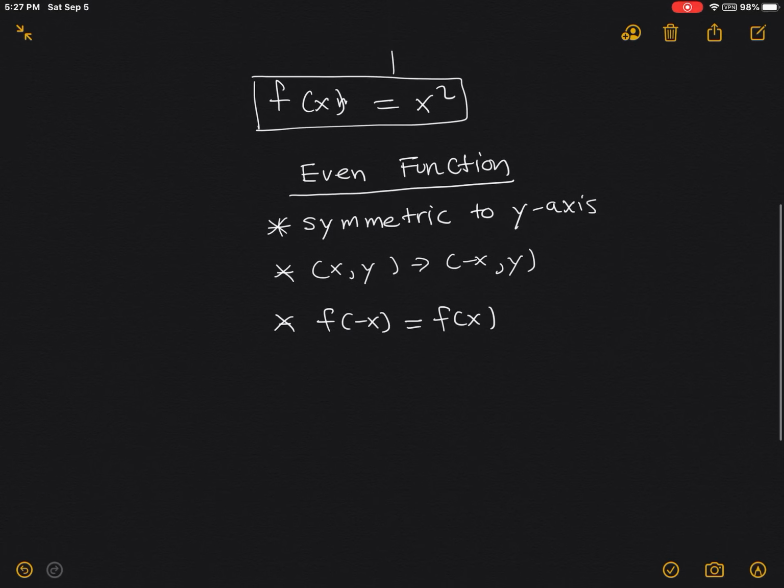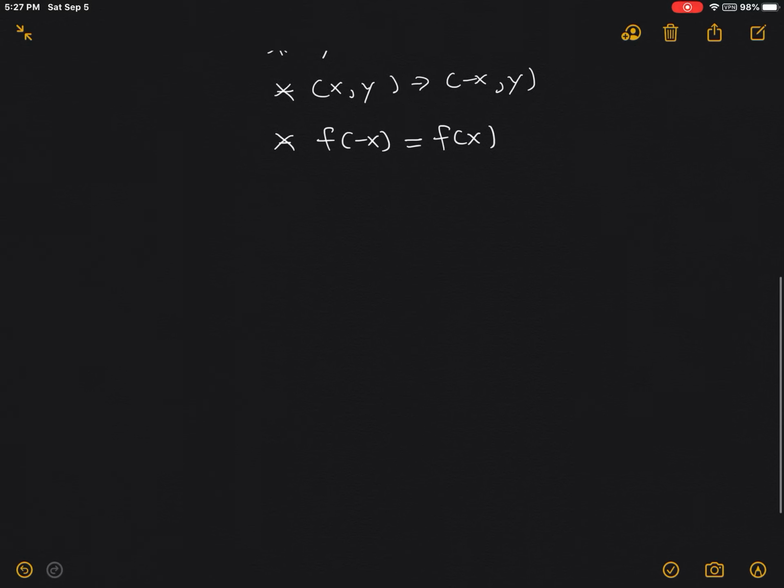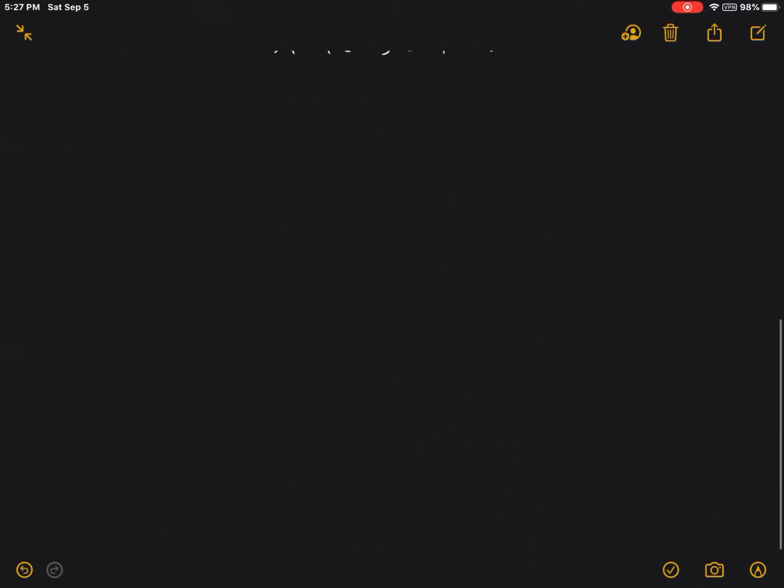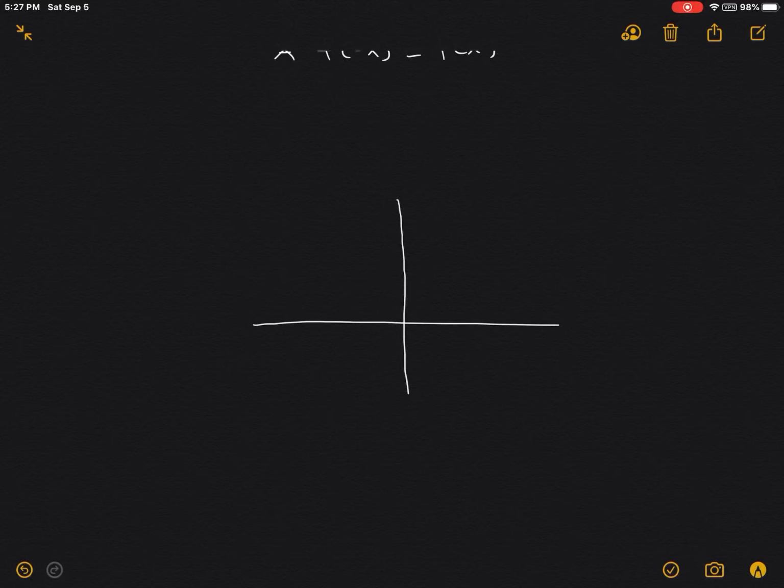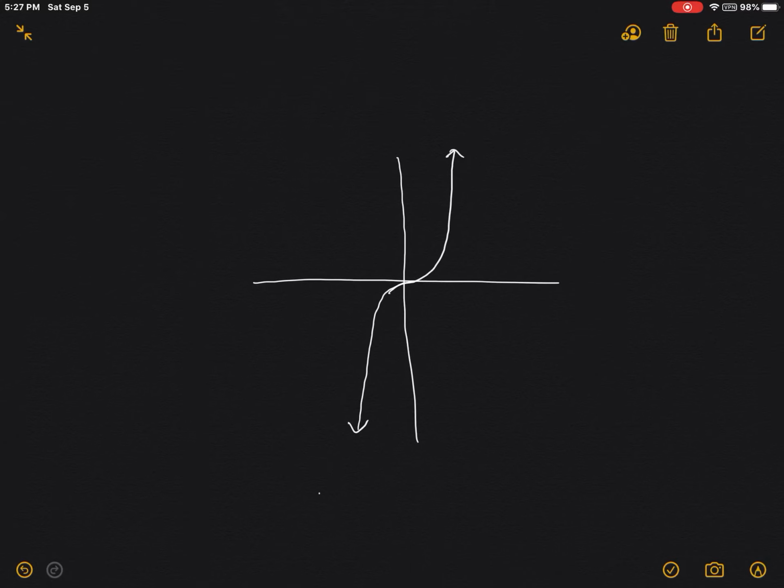And I used the simple example of a parabola. Well, what about this next function right here? We'll call it f of x is equal to x cubed. Roughly, f of x equals x cubed is going to look something like this. I'm not going to draw the tick marks, but this is f of x equals x cubed.